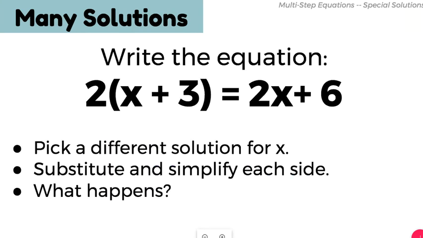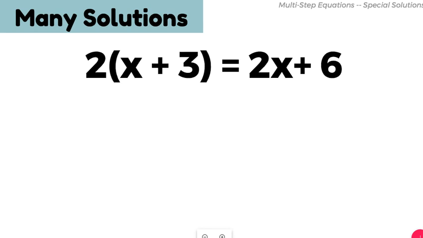Now I want you to write that equation one more time, because now it's your turn to pick a different solution. So now you're going to pick your own number for x. It can be anything. Pick your own number for x, substitute, and let's see what happens. Okay, no matter what number you picked, you should have had the left side equal the right side, which means, yes, it's a solution, right?